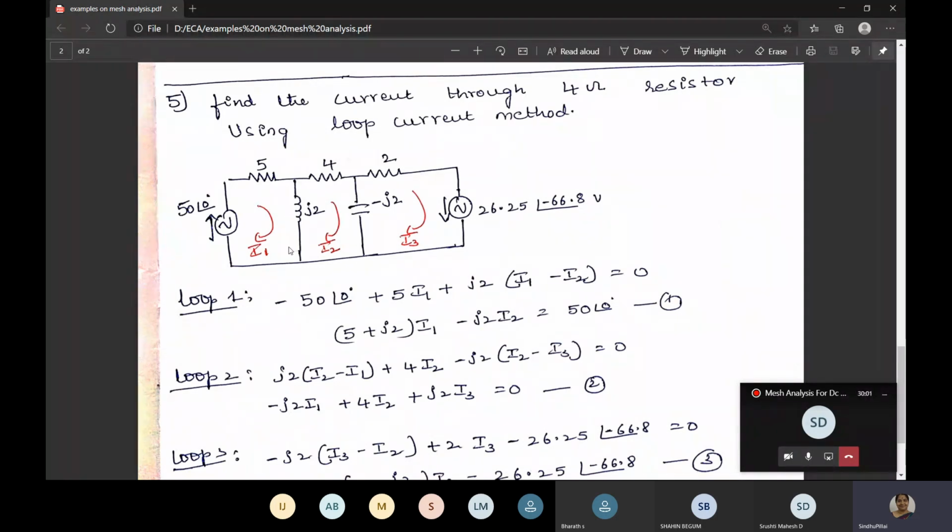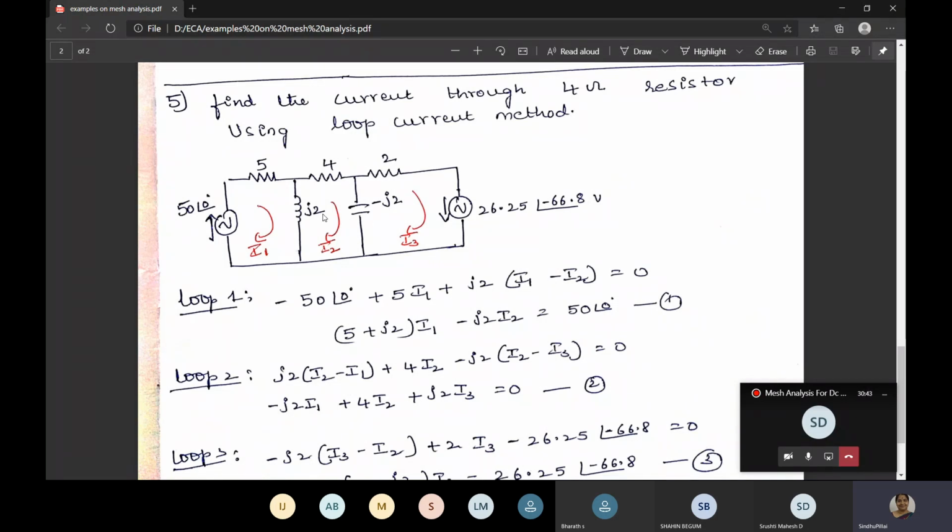First we'll write the equation for loop 1. I have written it here. Since the tail of the arrow mark is negative, it is minus 50 at an angle 0 plus 5 I1 plus j2 into I1 minus I2 is equal to 0. That is the first equation. Bring all the I1 terms to one side. So we have 5 and j2, 5 plus j2, they are the I1 coefficients, minus j2 into I2 is the second term, and bring the source to the RHS. So we'll get 50 at an angle 0. This is equation 1.